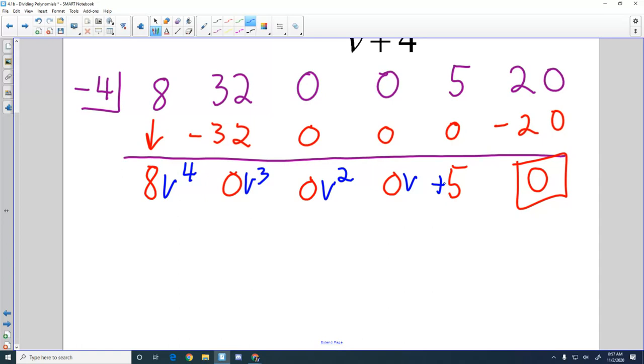And anything with a 0, we don't need to write that in our final answer, right? 0 times anything is 0. It just cancels out. You don't even put it in your final answer. So we've got 8v to the 4th plus 5.